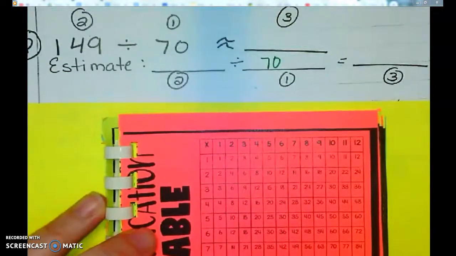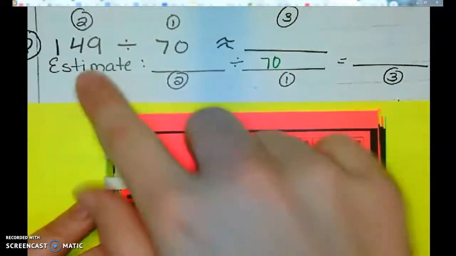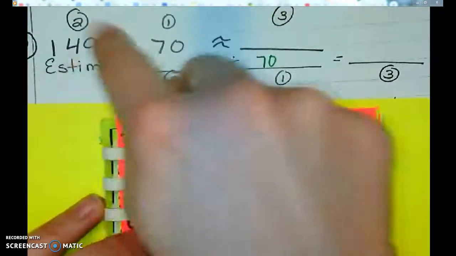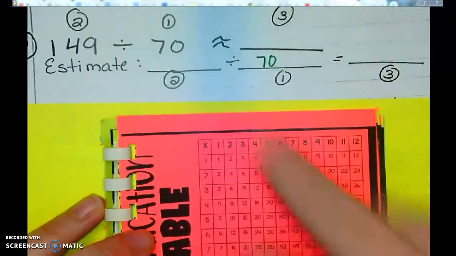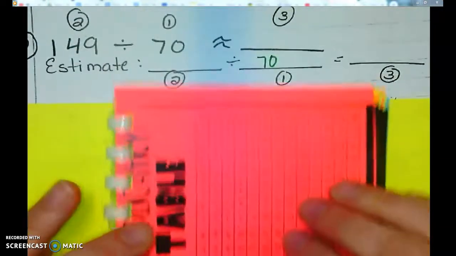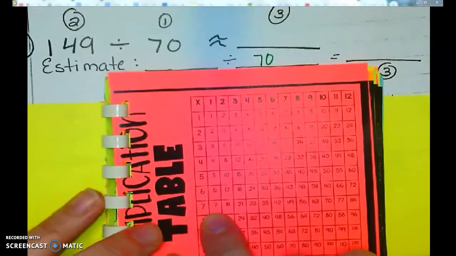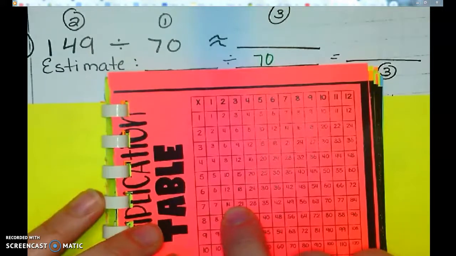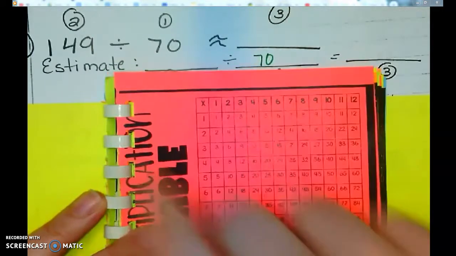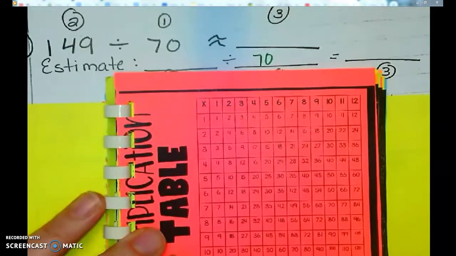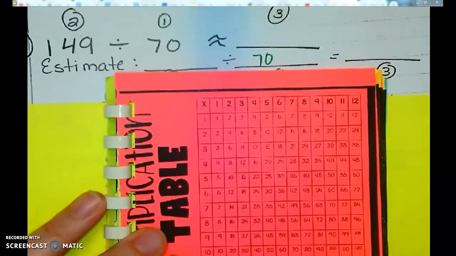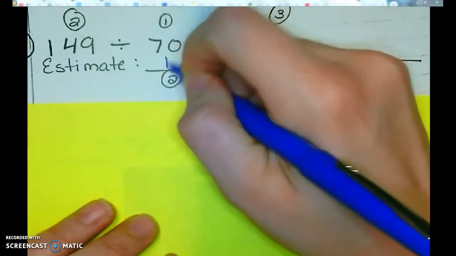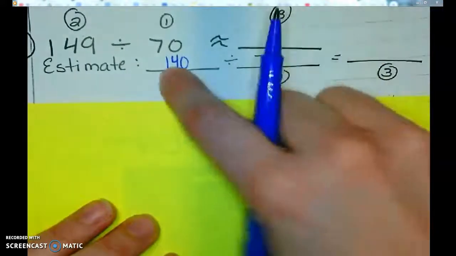Now, it doesn't have to be 149. If I add some zeros, if I make this 150, I can make it 140. I just want to get around that 149-ish mark that 70 can easily go into. So looking at my 7s, I go 7, 14, 21, 28. Well, that's 14. 7 can go into 14. 149 is close to 140. So I'm going to estimate that 149 to 140, because I know 7 can go into 14.